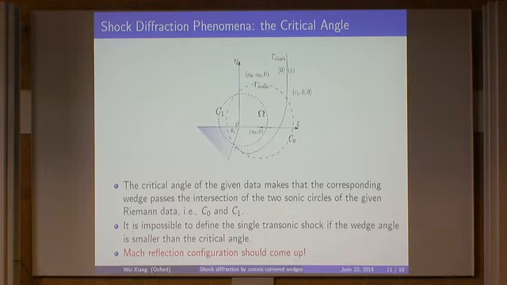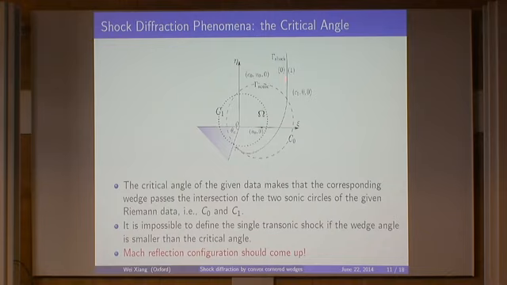Sorry, could you just say again clearly: one of these is a sonic circle with respect to the state behind the shock, and the other is something else. So how exactly are you defining these sonic circles again? Yeah, the sonic circle C0 is with respect to the state behind the shock. And C1 is ahead of the shock.